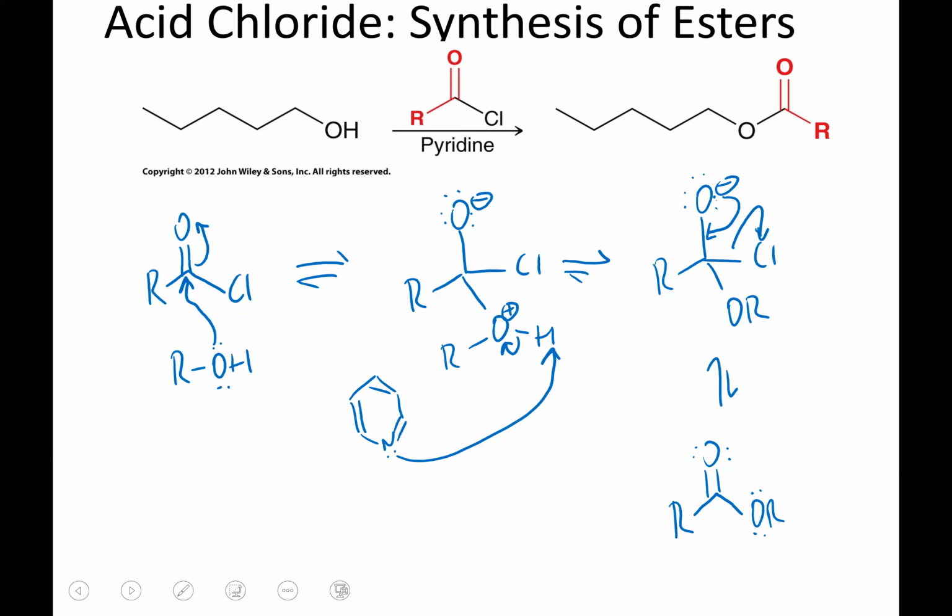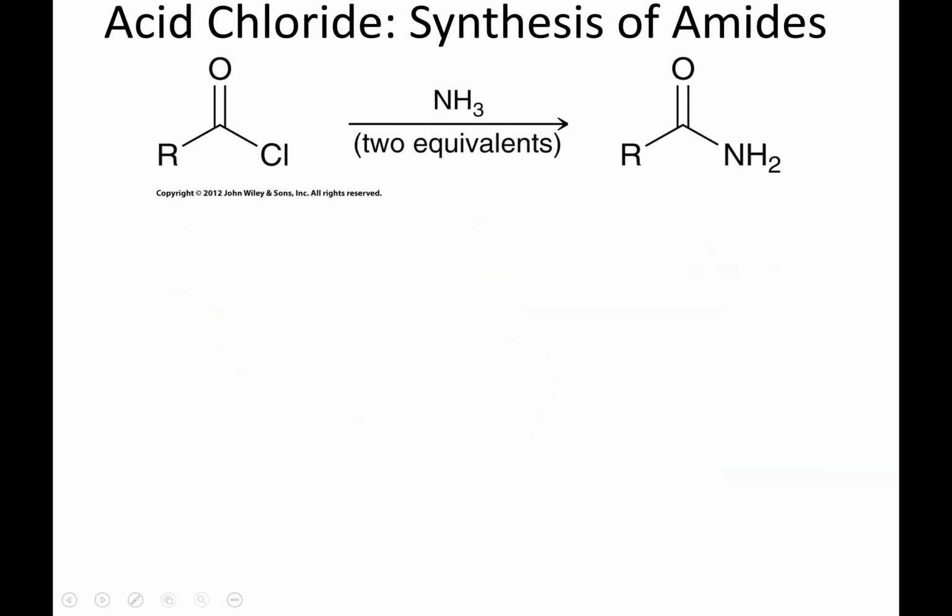All right, so the next reaction of acid chlorides we're going to look at is the synthesis of amides. And typically you don't add pyridine here, mainly because, especially if the amine you're using is cheap and readily available, you just need 2 equivalents of that amine. So in this example on the screen here, it's 2 equivalents of ammonia. And that's relatively cheap. It's really cheap, actually. And so that's what's used to do the deprotonation.